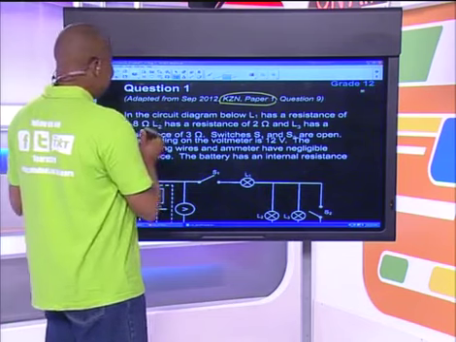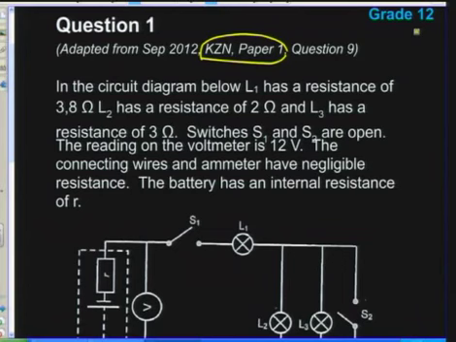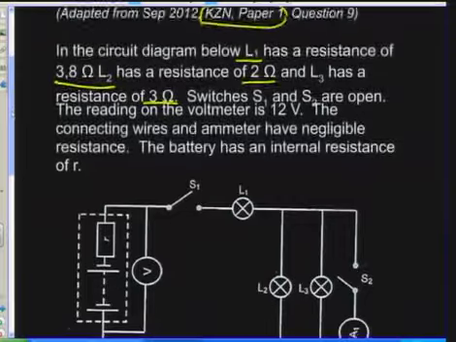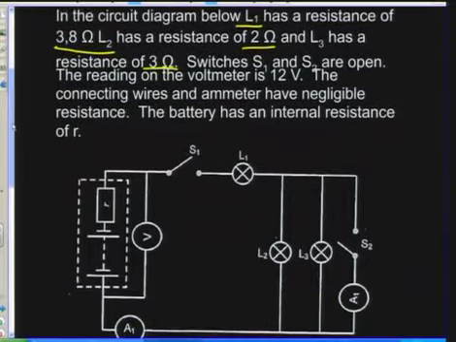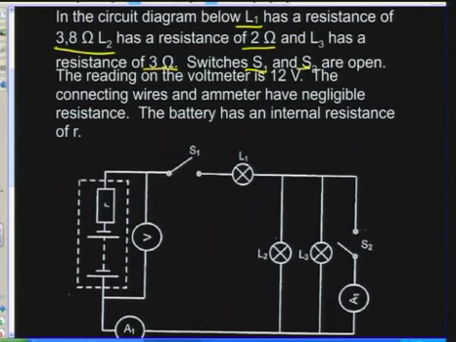Now, it says here in the circuit diagram below, L1 has a resistance of 3.8 ohms, L2 has a resistance of 2 ohms, and L3 has a resistance of 3 ohms. The switches S1 and S2, just pardon us for the typing there, are now open, all right? And the reading on the voltmeter is 12 volts.